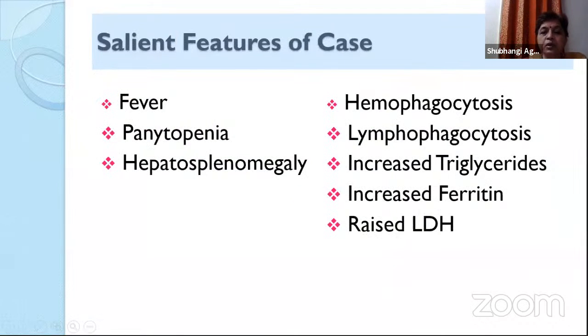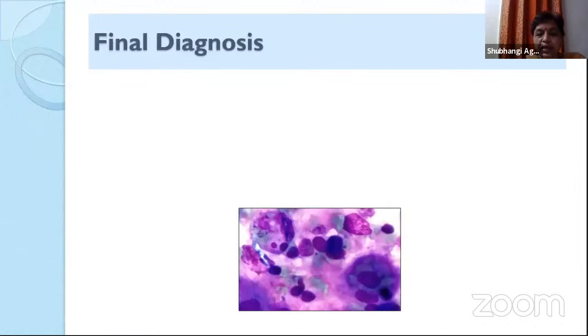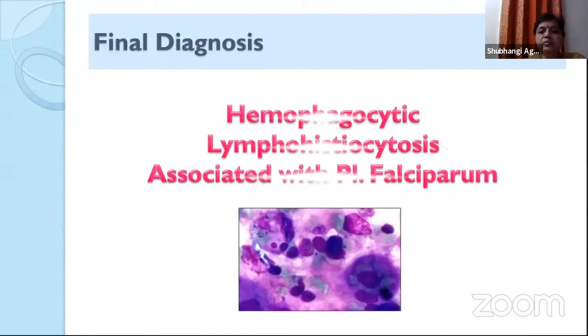So our patient had fever, pancytopenia, hepatosplenomegaly, hemophagocytosis, lymphophagocytosis, increased triglycerides, increased ferritin, and raised LDL, confirming the diagnosis of HLH. So the diagnosis in this case is hemophagocytic lymphohistiocytosis associated with Plasmodium falciparum.